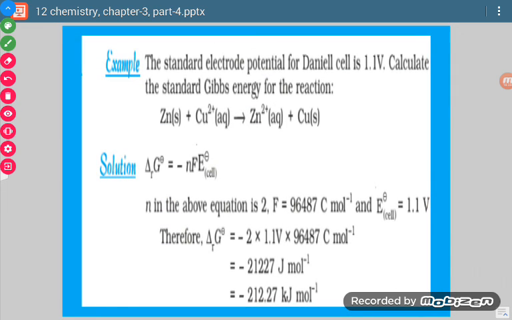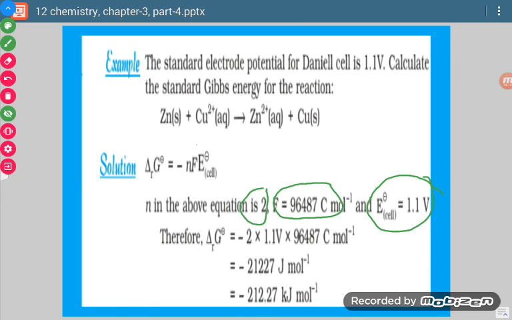Now let us solve one numerical. Again we have taken a Daniell cell for which the cell potential value is 1.1 volt, and we have to calculate the standard Gibbs free energy for the reaction. Our relationship is delta G naught is equal to minus nF E naught cell. Now n for this is 2. F we know is either 96500, or more exactly we can take 96487. Similarly the E naught cell value is known to us.